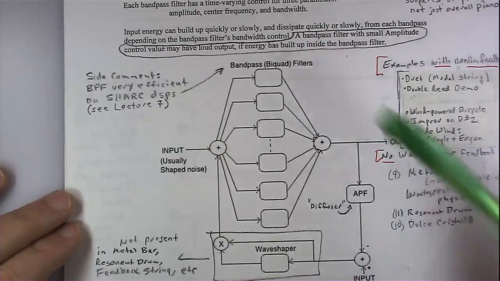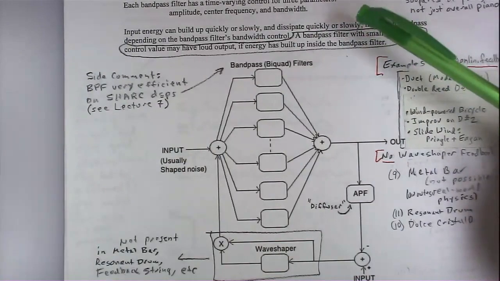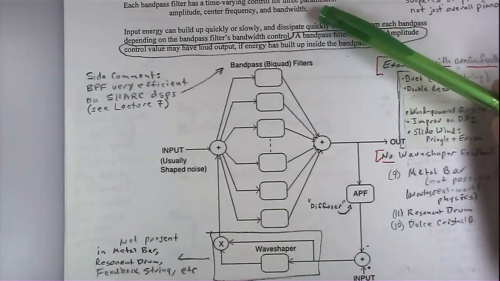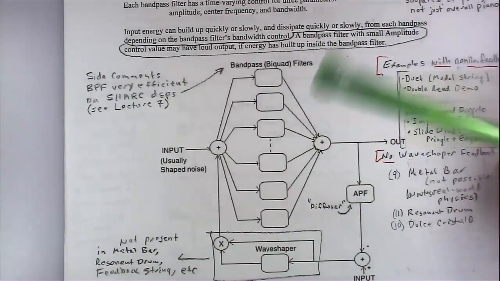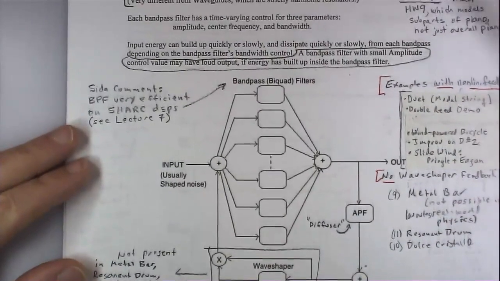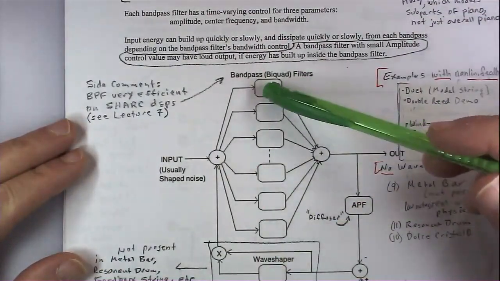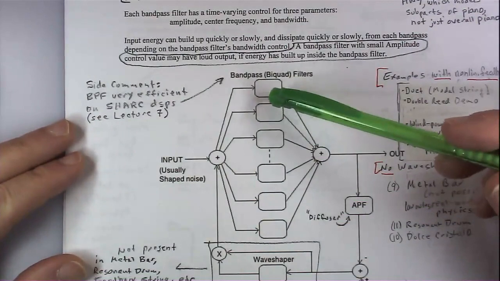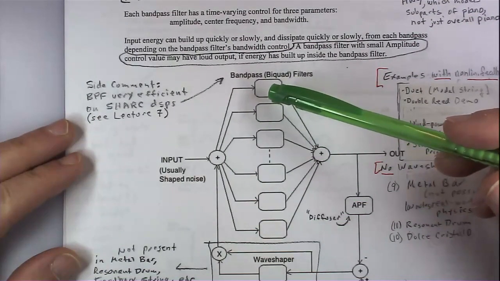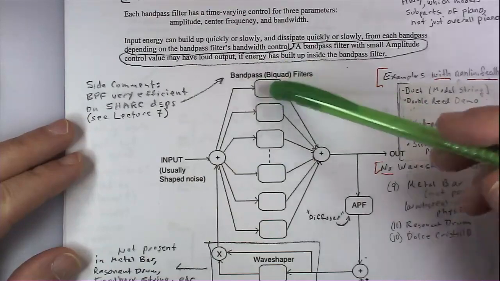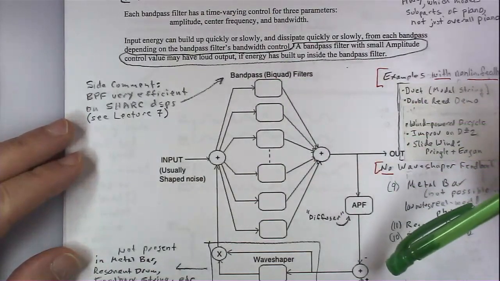Each bandpass filter has a time-varying control for three parameters: amplitude, center frequency, and bandwidth. Here's another thing that you've got to learn, though. Nothing is as easy as it sounds. When you say amplitude, you're actually controlling the amplitude of a resonance. But that's different from how loud what's coming out of this bandpass filter is. You know this, right?